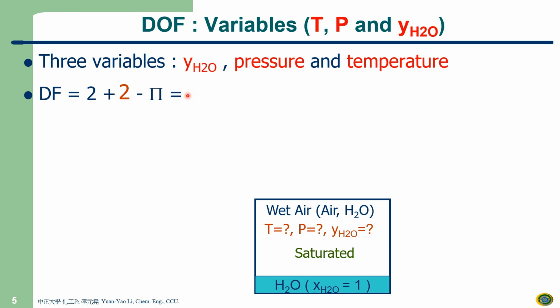How many phases are in this system? 2, right? Gas and liquid. So as a result, DOF will be equal to 2. That means if I provide two pieces of information, for example temperature and pressure, you can find out the molar fraction. Or if I give you the total pressure and the molar fraction, you can find out the temperature. Or if I give you the molar fraction of water in the gas phase and temperature, you can find out the pressure. So I provide two pieces of information, and you can get the third variable.